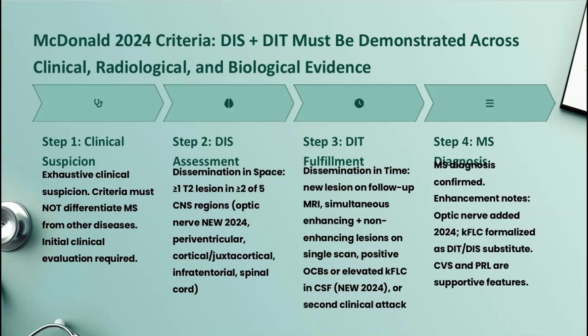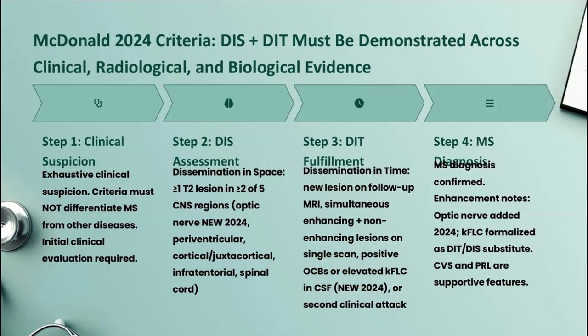Diagnosis requires evidence of dissemination in space, meaning lesions affecting multiple CNS regions, and dissemination in time, meaning disease activity occurring at different time points. For dissemination in space, at least one T2 lesion must be present in at least two characteristic locations. Importantly, the optic nerve is now recognized as an independent topographic region in the 2024 update. The 5 regions are therefore optic nerve, periventricular, cortical or juxtacortical, infratentorial, and spinal cord.